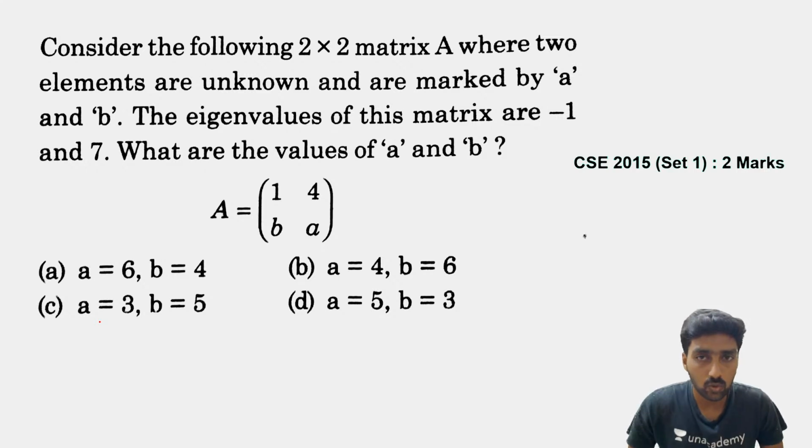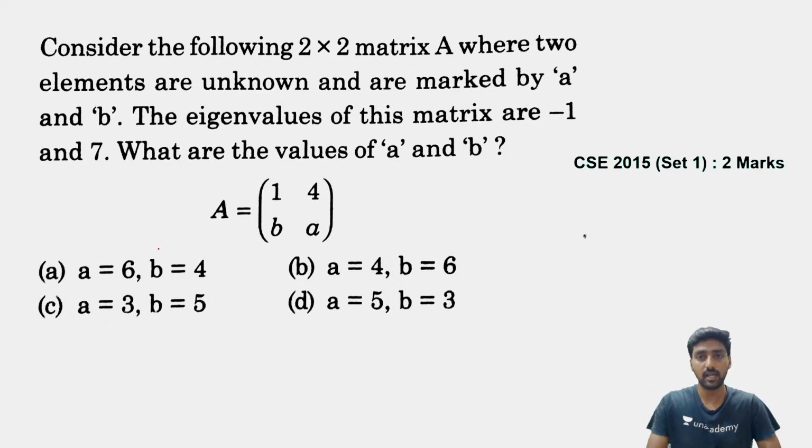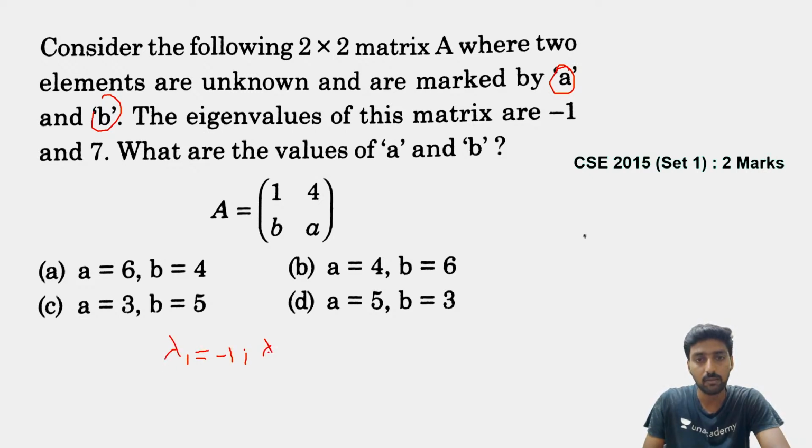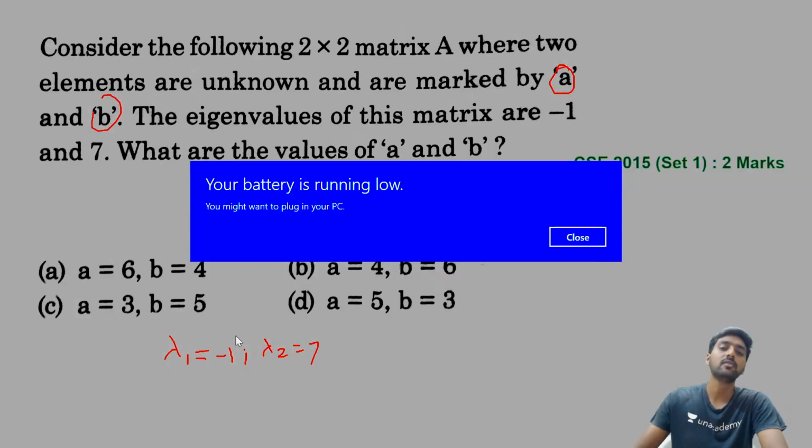Consider the following 2 cross 2 matrix A where 2 elements are unknown, marked by A and B. The eigenvalues of the matrix are minus 1 and 7. Lambda 1 is equal to minus 1, lambda 2 is equal to 7. So what are the values of A and B?